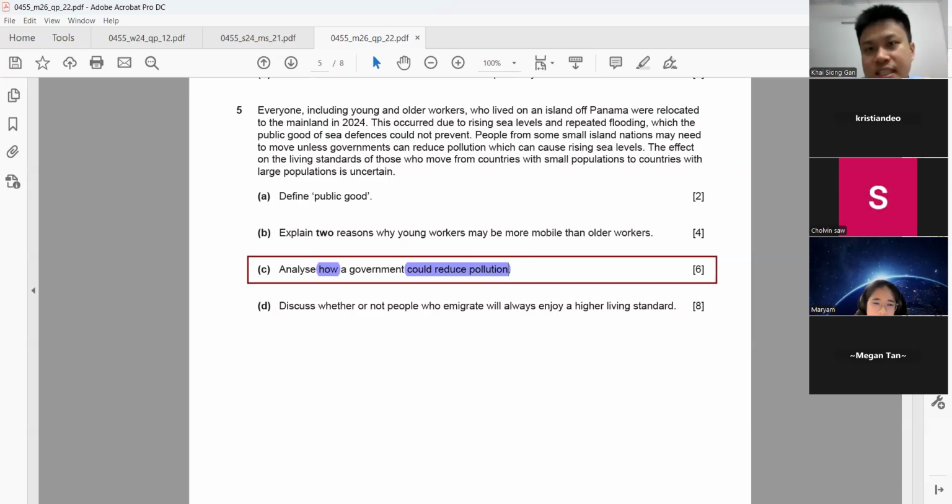Okay, so question C. But this question I would say is a bit easier. You know why? Because it's a very open question. You can just give any initiative or any solution or any suggestion in terms of how a government can reduce pollution and you can get marks already. So I wouldn't say it's difficult. It's just that it's something new that we focus on environment or on pollution. Just like your English structure questions like that.